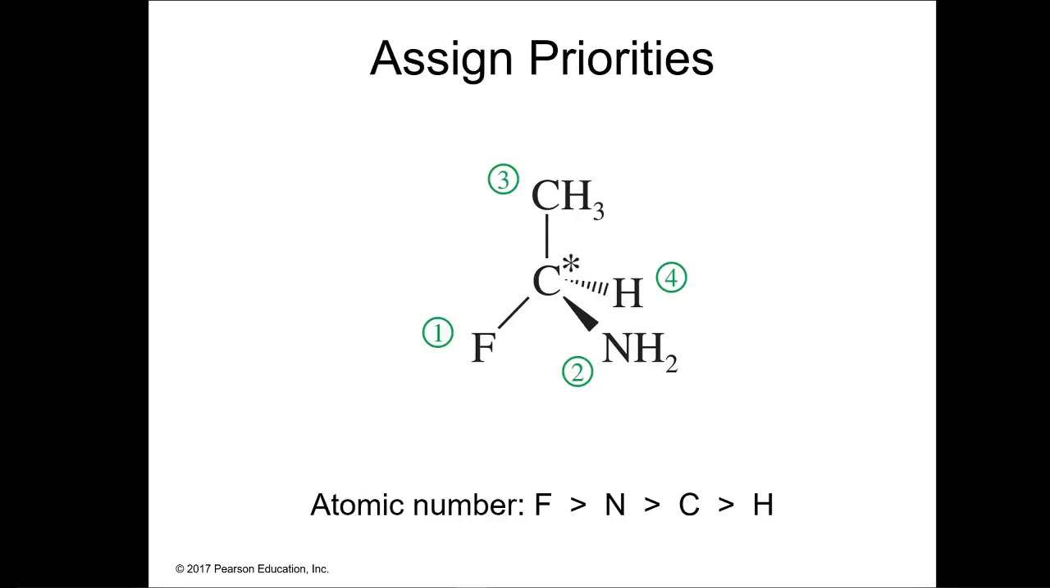Okay? So if we were to look at this carbon, fluorine is more important than nitrogen. Nitrogen is more important than carbon. Carbon is more important than hydrogen, right? It's all relative to what's attached immediately to the carbon. So we would call fluorine 1, we call nitrogen 2, we call this carbon 3, and we call this hydrogen 4. Now, almost always, you're going to have a hydrogen, and that's going to be the fourth.